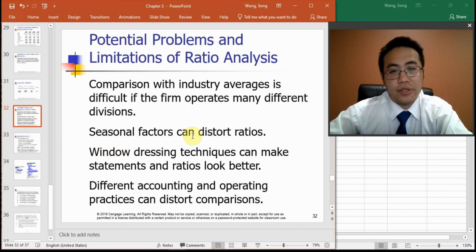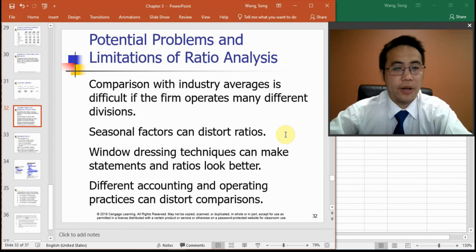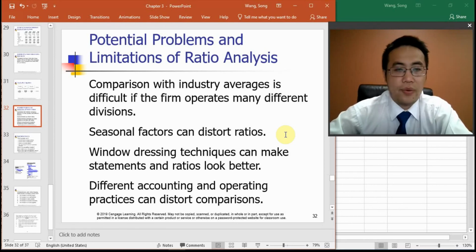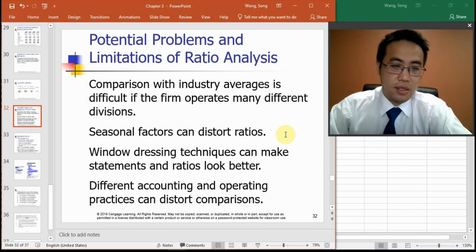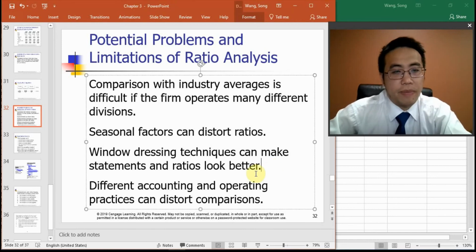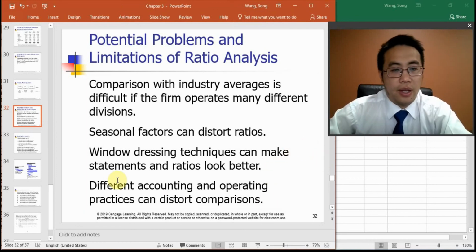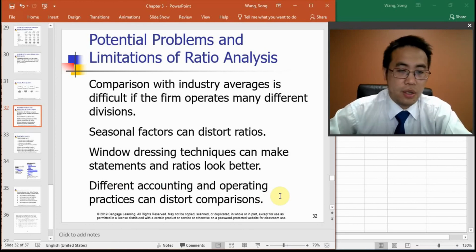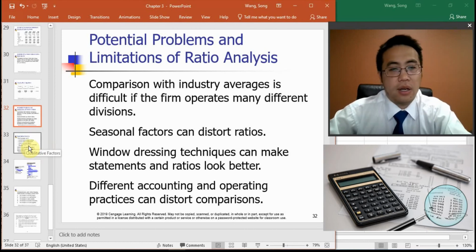And some seasonal factors can distort ratios. For example, airline companies charge higher prices for air tickets during the summer and Christmas, and that's when they have higher revenue. And if you compare airline companies with other companies, that's not quite a fair comparison. And there could also be window dressing, because all the ratios can be manipulated by the managers. There are also different accounting procedures that could distort the result, just because some companies in Canada or the UK have different accounting methods.